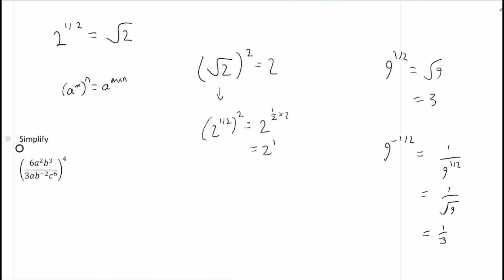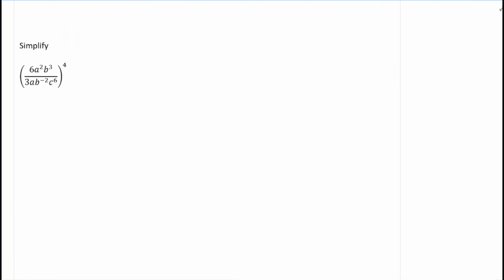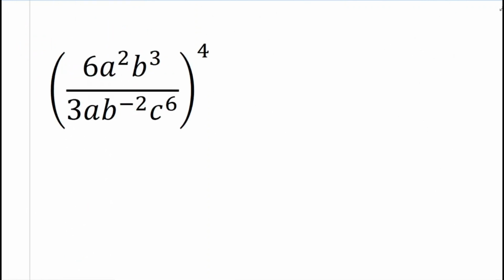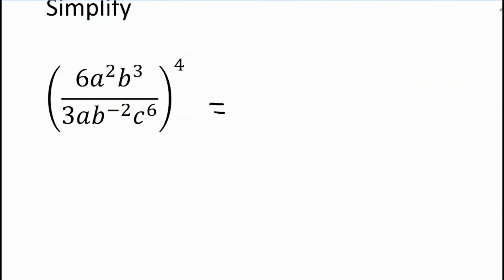Okay, last one I want to do is just simplify this absolutely horrendous thing. But if we just use our index laws, it should be fine. So we have this horrible equation. Let's simplify the inside first. So we'll do our numbers. 6 over 3 gives us 2. We got a squared over a, so that's just going to leave us with 2 minus 1. So that's 1 as the power.